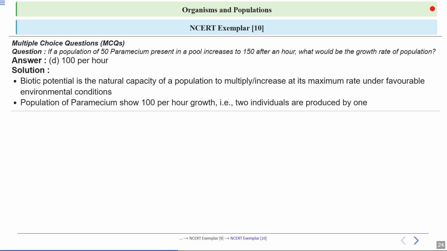Now let's connect this to the paramecium example. The population grew by 100 individuals in 1 hour, which means each paramecium is essentially doubling, or each paramecium is producing 2 more paramecium. This rapid increase shows us the high biotic potential of these microorganisms. So, the growth rate is 100 per hour.